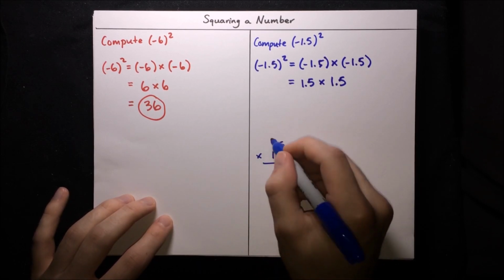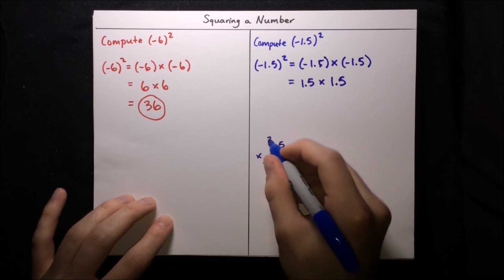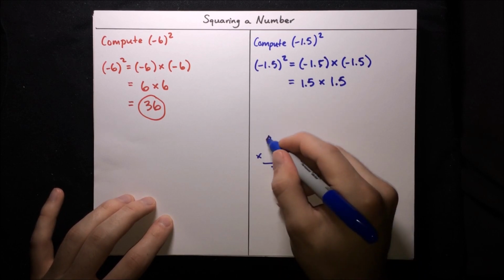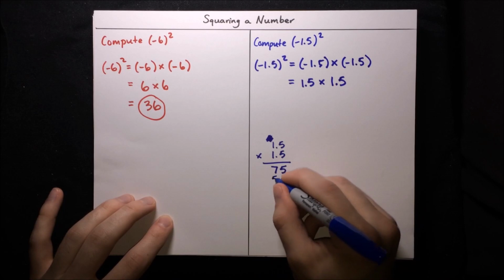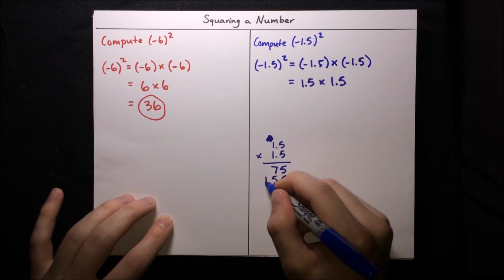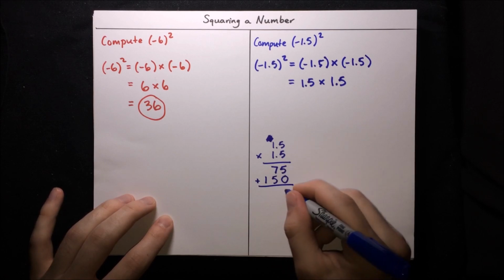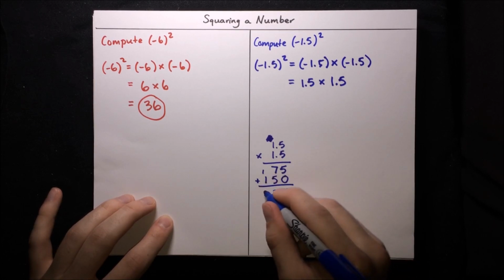5 times 5 is 25. Then 5 times 1 is 5, plus 2 is 7. Now we'll stick in our 0, get rid of that 2, clean up for the next round. So 1 times 5 is 5, and then 1 times 1 is 1. And then we just have to add these. So 5 plus 0, 5. 5 plus 7 is 12. So put the 1 up here, bring the 2 down. 1 plus 1 is 2.